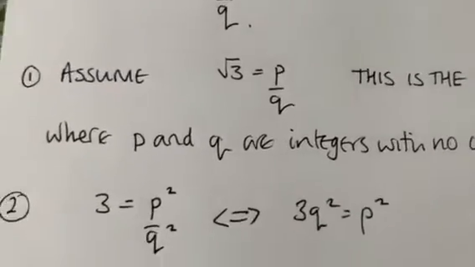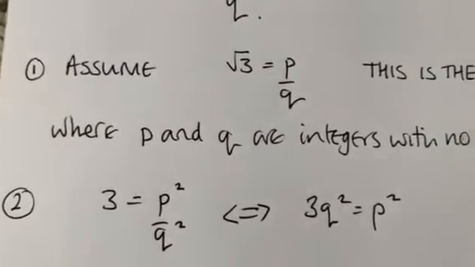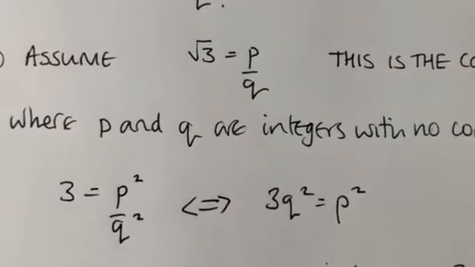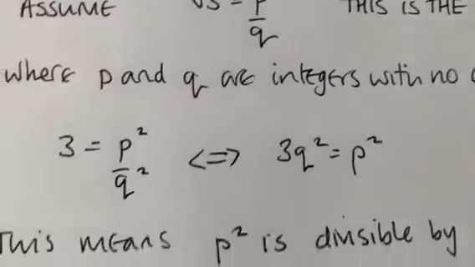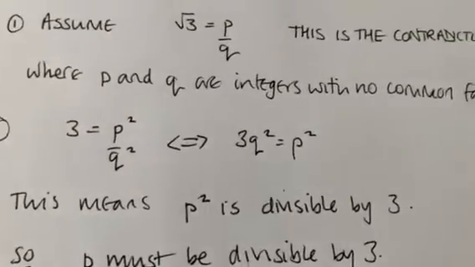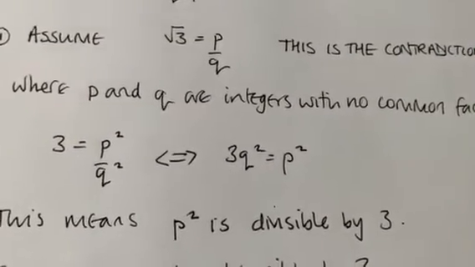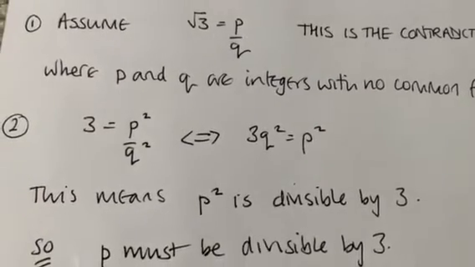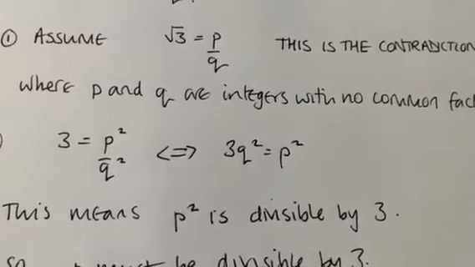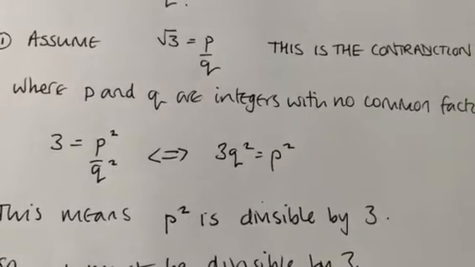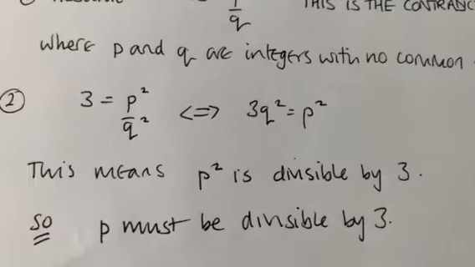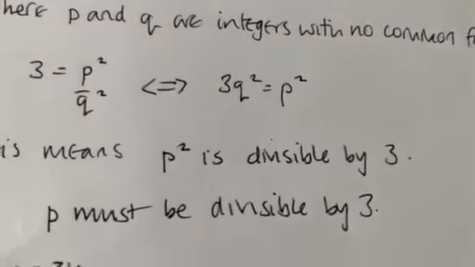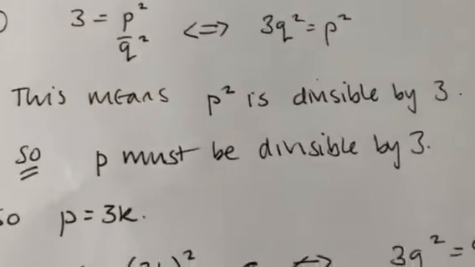Right, so square both sides. That means that when you multiply both sides by q squared, you'll get 3q squared equals p squared. This means that p squared is divisible by 3, because p and q have no integers with a common factor. That means if p squared is divisible by 3, because of your assumption, p must also be divisible by 3.